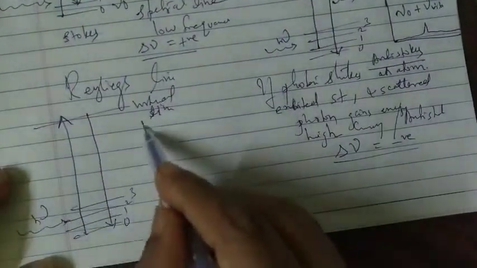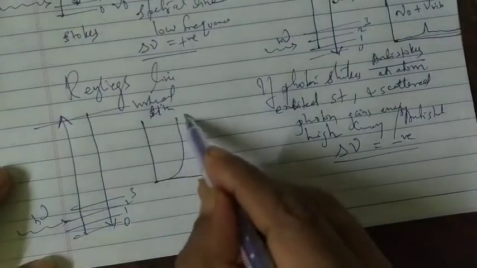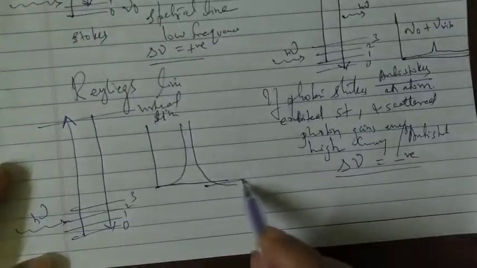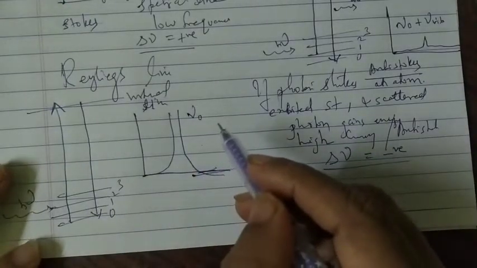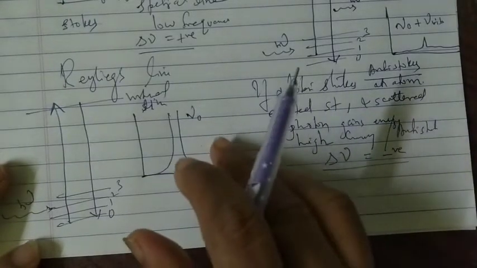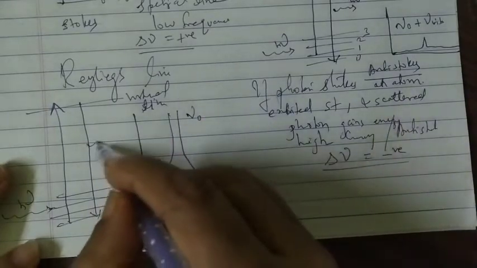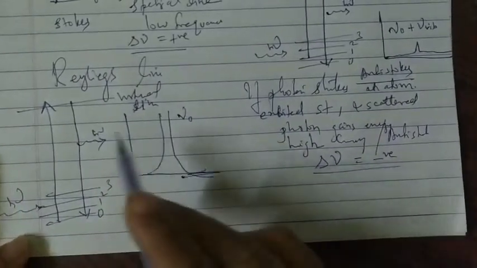If you see the graphical presentation, it is something like that, like this it comes. So this is your nu naught, nu of 0. This is how you have to see it, and this is the emitted h nu, the emission light. So like this is a Rayleigh line.